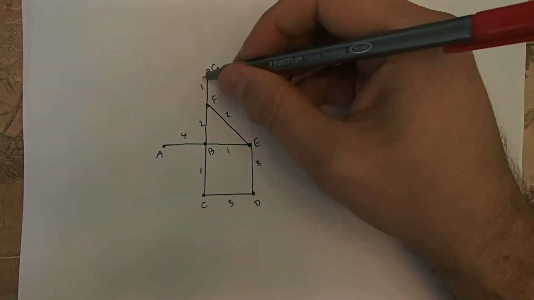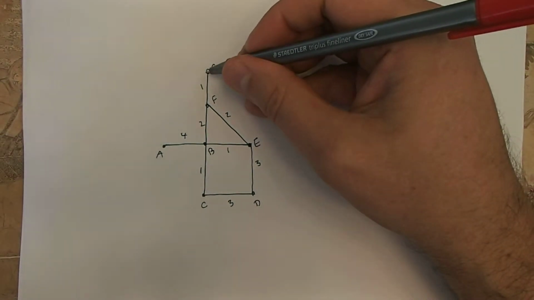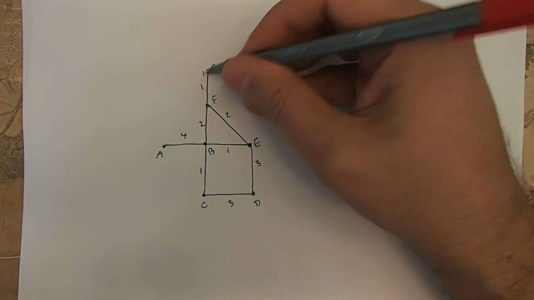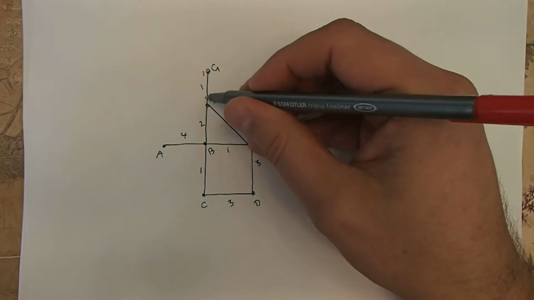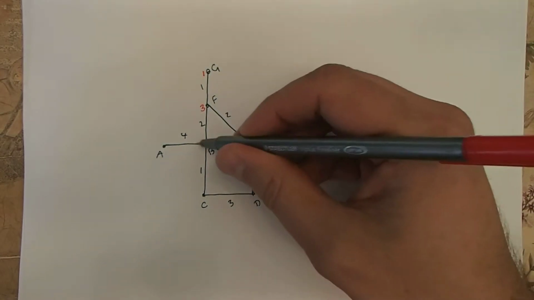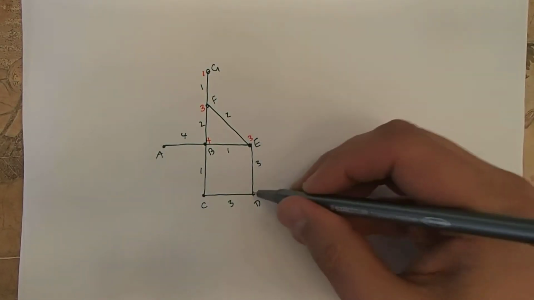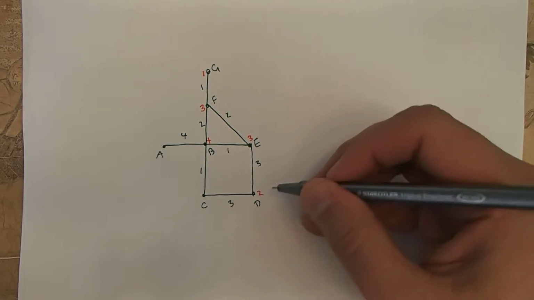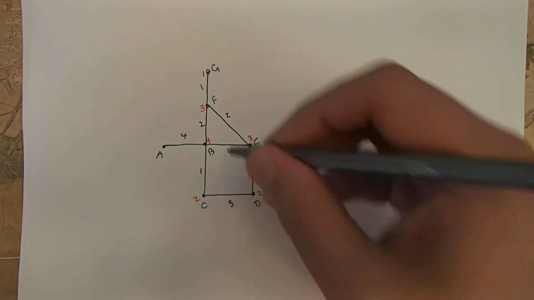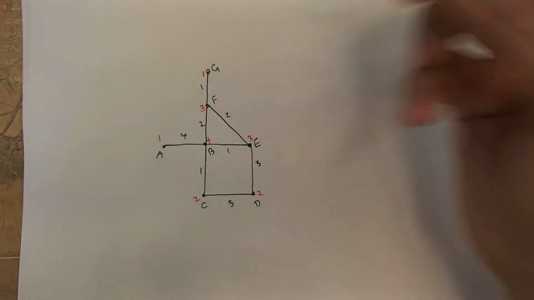So for example, this node only has 1 path coming into it, so its degree is 1. This node has 3 paths coming into it, so its degree is 3. This one is a 4. This one has 3, so that's a 3. This one has 2 edges. This node has 2 edges, and this node has only 1.